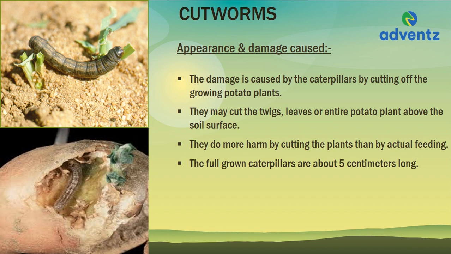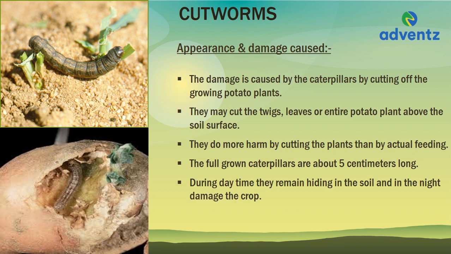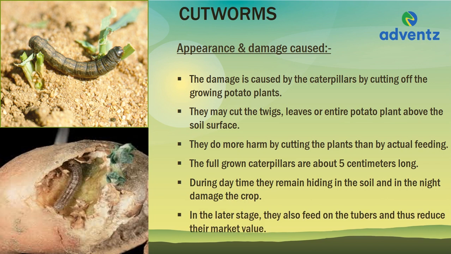The full-grown caterpillars are about 5 cm long, as we can see on the screen. During daytime, they remain hiding in the soil, and in the nighttime, they damage the crop. In later stages, they also feed on the tubers and therefore result in the reduction of the market value of potatoes.